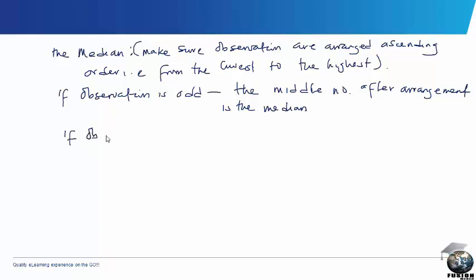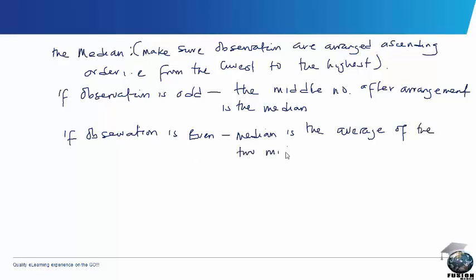And what if the number of observations is even? Then the median is the average of the two middle numbers. What we are saying is that the median is obtained by getting the two middle numbers, adding them and dividing by 2. The median can as well be obtained using the Ogive curve, and you can also use your histogram to obtain the median.